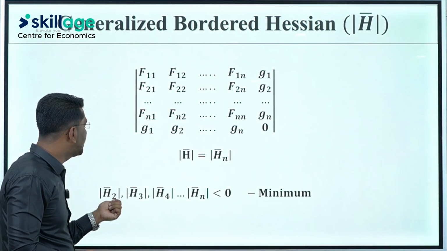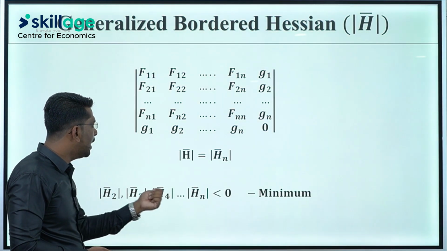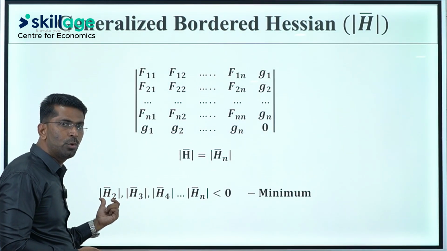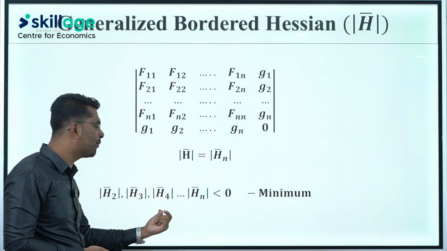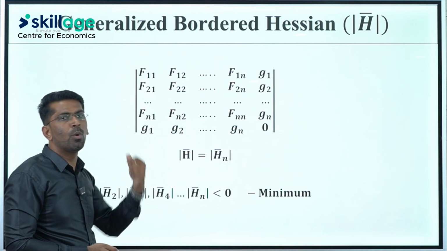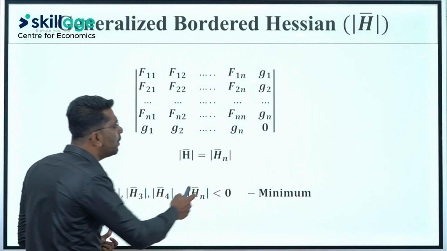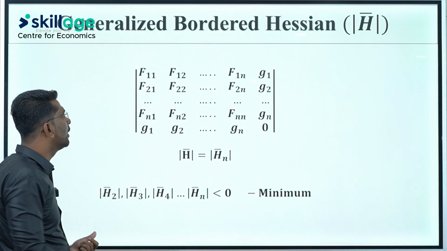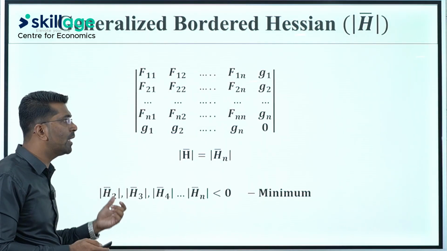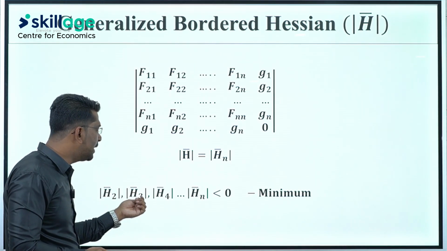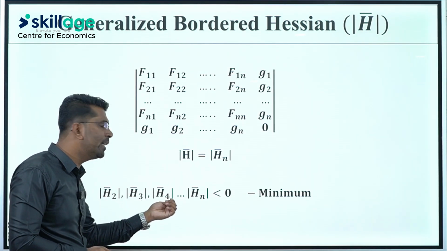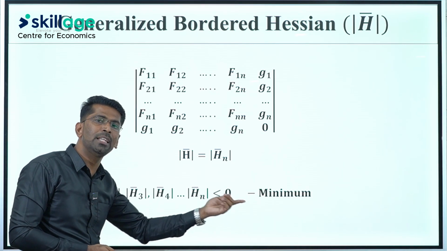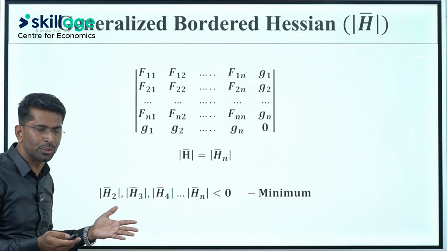See here, H2, H3, H4, that means bordered Hessian 2, bordered Hessian 3, bordered Hessian 4, up to bordered Hessian n. Their determinant values are less than 0. What is H2, bordered Hessian 2? This is the determinant value of the 3 by 3 matrix that we have already explained. Then H3 is also less than 0, H4 is also less than 0, then it is the condition for the minimum. This is a generalization. Okay.